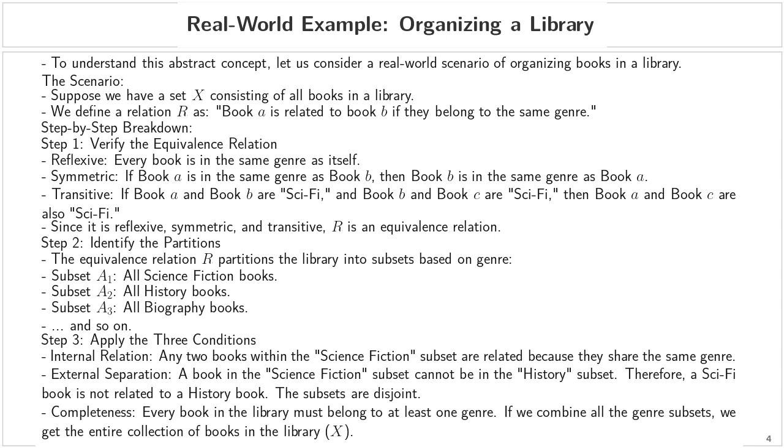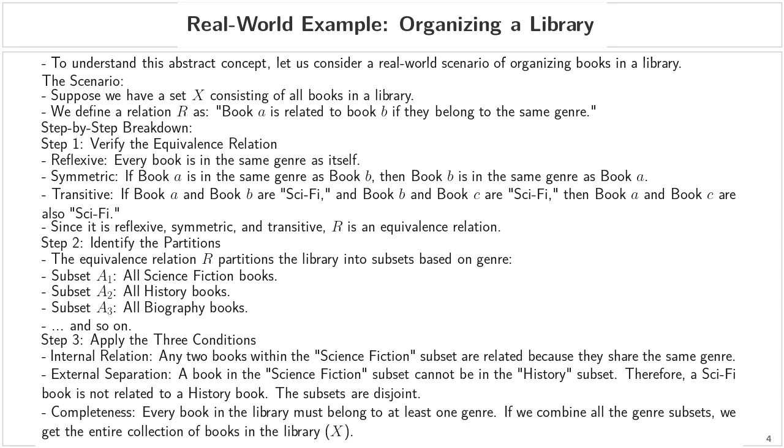A book in the science fiction subset cannot simultaneously be in the history subset. Therefore, a science fiction book is not related to a history book. This confirms that the subsets are mutually disjoint, meaning they do not overlap. Third, completeness. Every single book in the library must belong to at least one genre. If we combine all these genre subsets together, we recover the entire original set X, ensuring that no book is left out. This example demonstrates exactly how an equivalence relation slices a set into a partition.